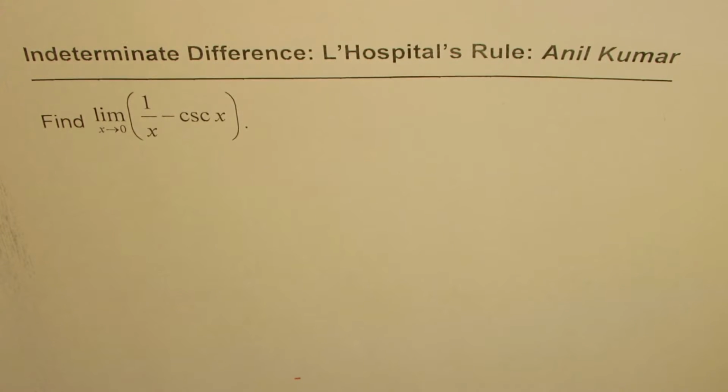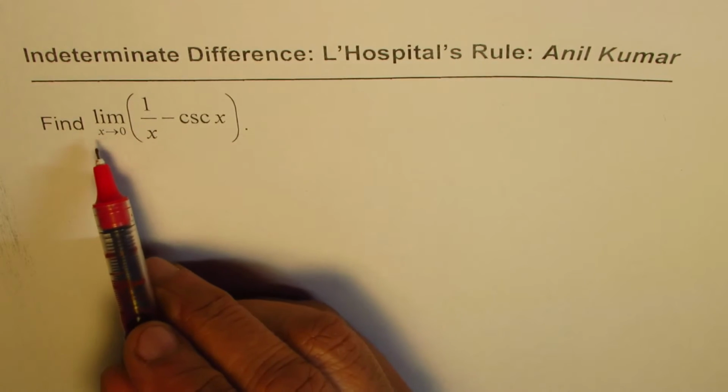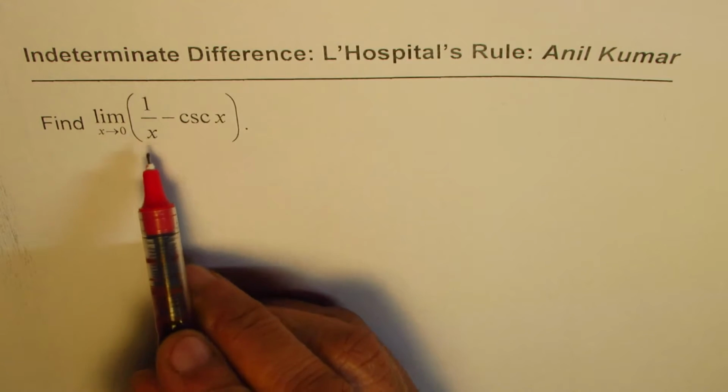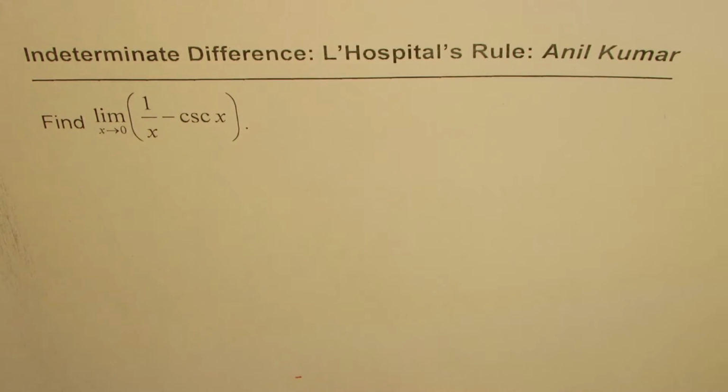I'm Anil Kumar, and in this video we'll try to understand indeterminate difference and application of L'Hospital's rule to find the limit. The question is, find the limit as x approaches 0 of 1 over x minus cosecant x.